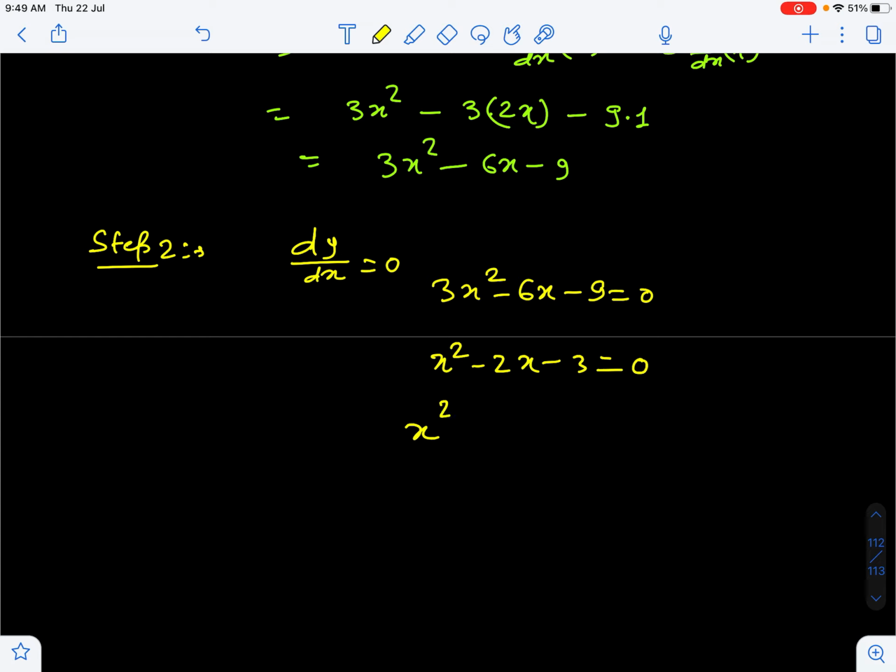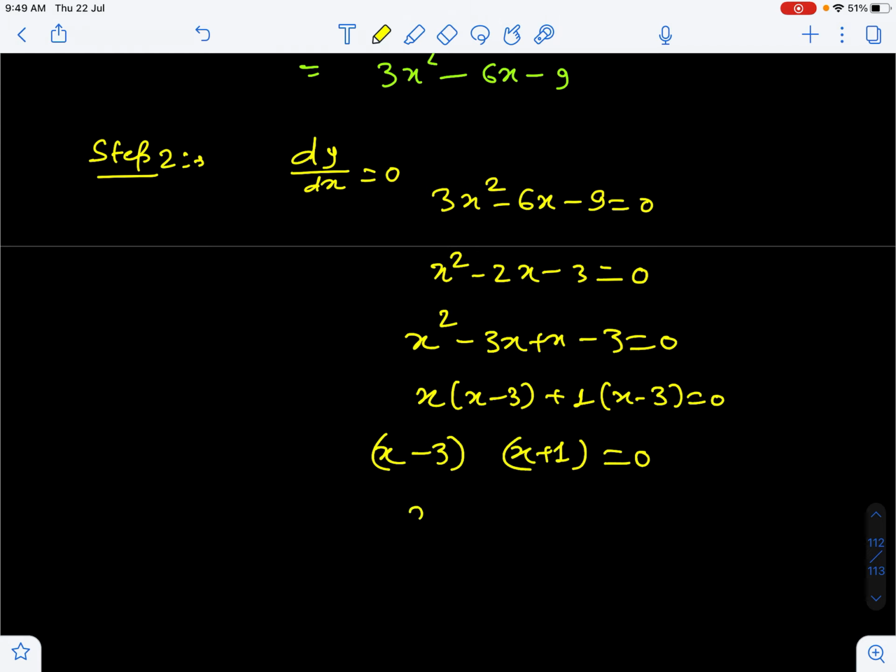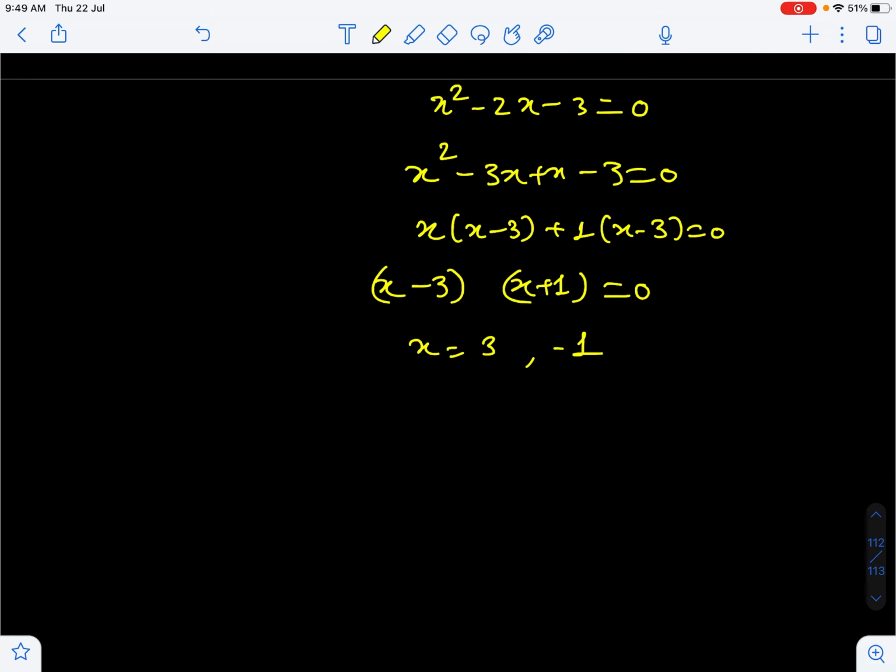So if you take the points, this will be x square minus 3x plus x, minus 3 is equal to 0. So it will be x into x minus 3 plus 1 into x minus 3 is equal to 0. So x minus 3 and x plus 1 equals 0. So that is x equals 3 or x is equal to minus 1. These 2 points I got.